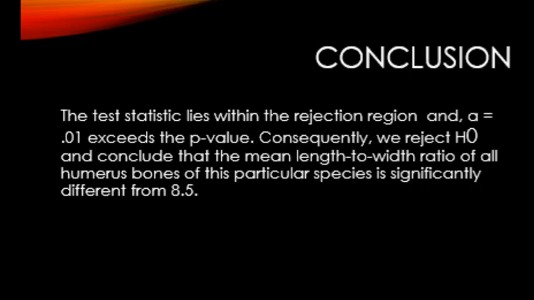Now, since the p-value is really small, we compare it with the alpha value to make our decision. Here, the p-value is less than 0.01, or alpha is greater than the p-value. Therefore, we will reject H0 and conclude that the mean length to width ratio of all humerus bones of this particular species is significantly different from 8.5.